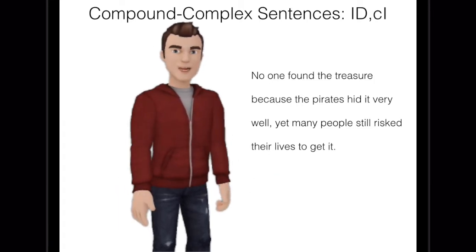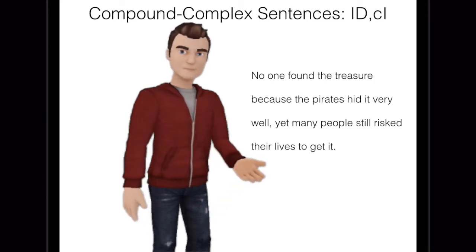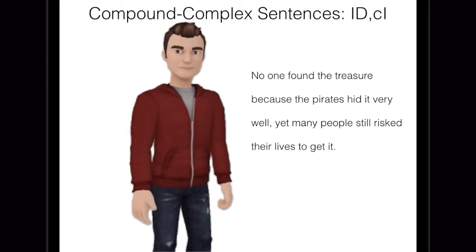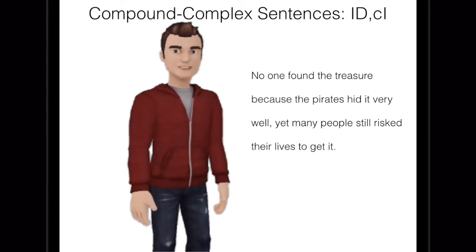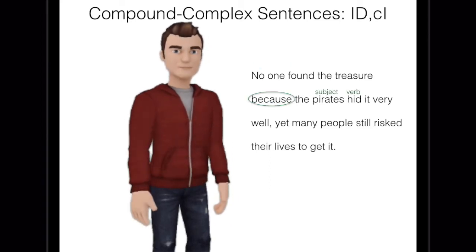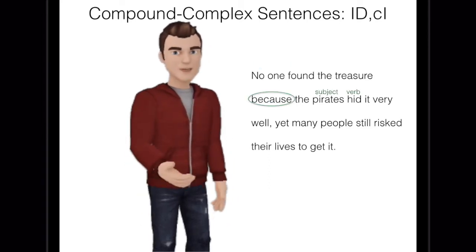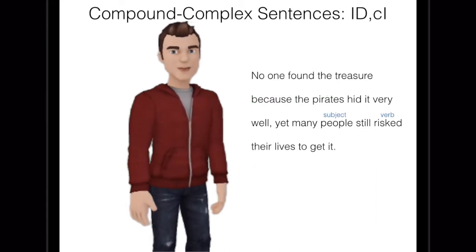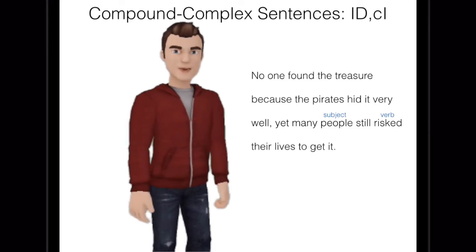The next sentence type, we have I, D, Ci. So in this case, the D has floated once again. And here, it's no one found the treasure because the pirates hid it very well, yet many people still risk their lives in order to get it. Alright, so the first clause that we have coming up is an independent clause. So we have no one found. Then we have our dependent clause. Starts off with because, subordinating conjunction, then pirates hid. And then lastly, we have comma conjunction, then the sentence ends with an independent clause.